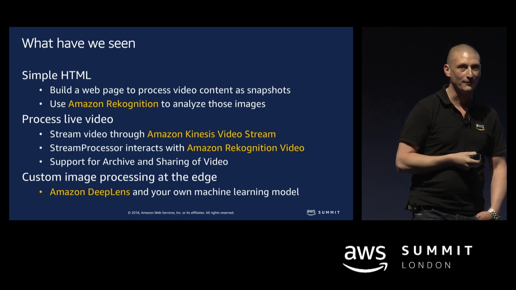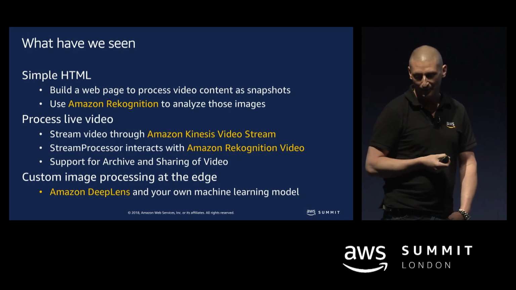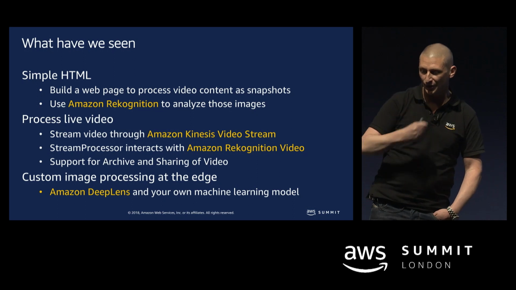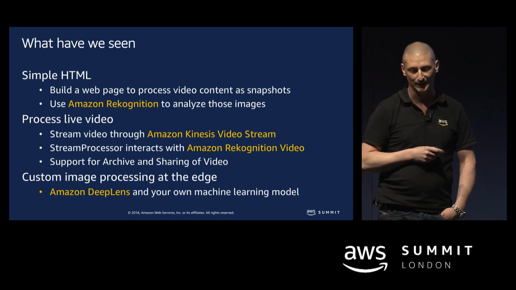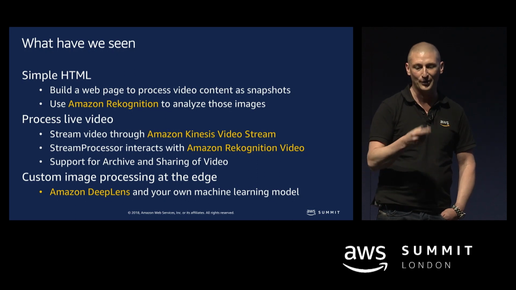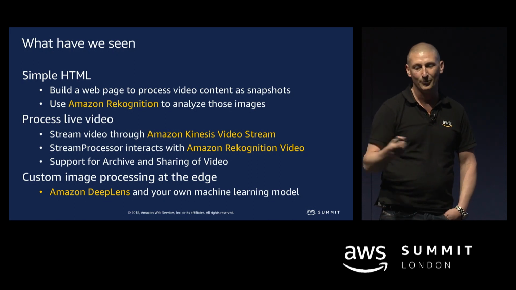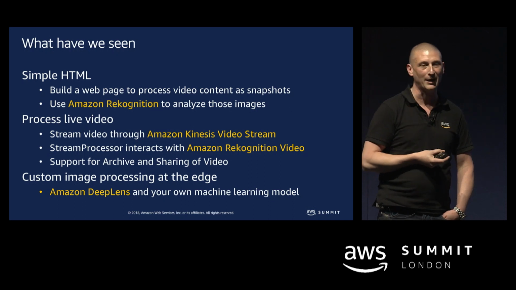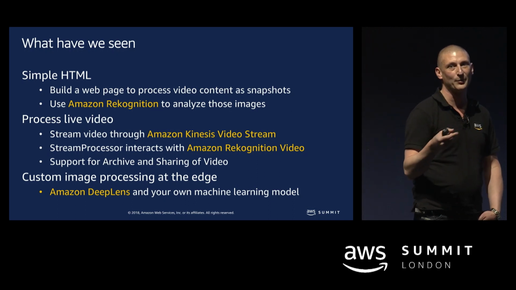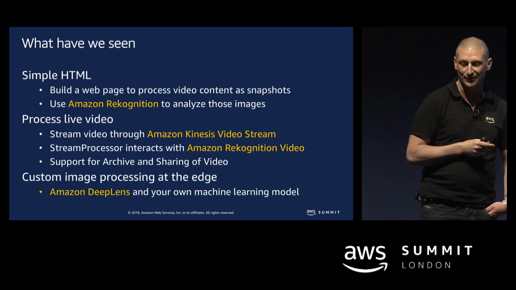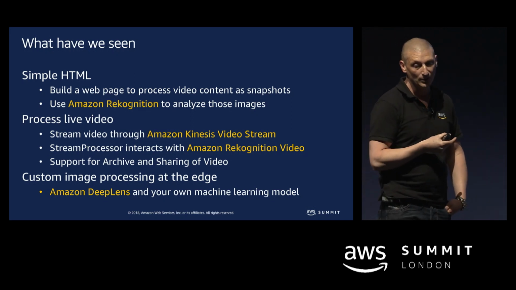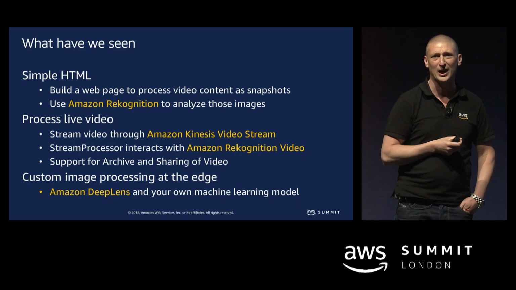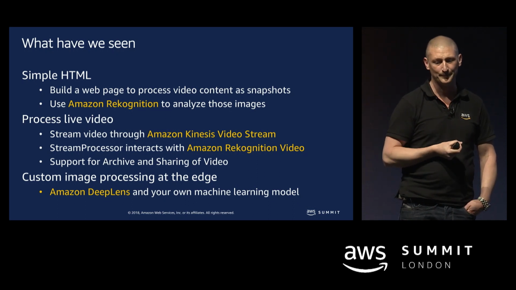How do you process live video? Again, you have your producer, and you use your producer to put data through onto your Kinesis video stream. And then how is your stream processor interacting? Well, you can interact using Rekognition Video to have a stream processor acting on your live video, and you can archive and share the video. So quite useful use cases, and to do this at scale and securely.